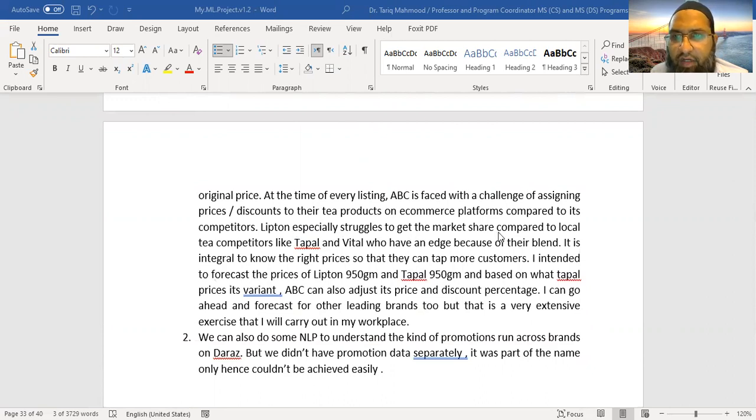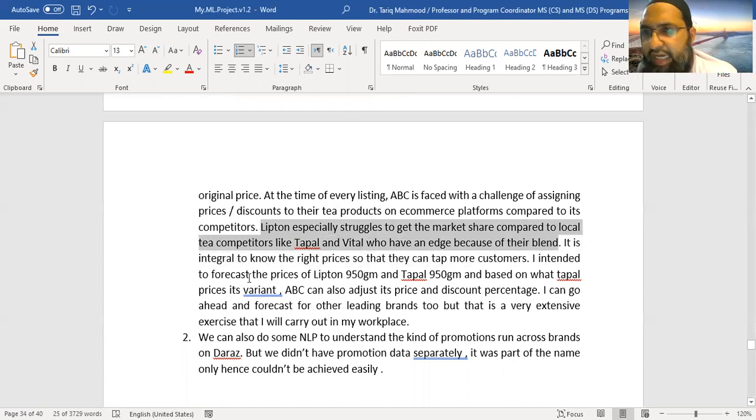Lipton struggles to get the market share compared to local tea competitors like Tapal and Vital, who have an edge because of their blend. Now we have this problem specified very clearly, and we have seen that the data for Lipton follows the statistical requirements for normalized data better than Tapal and Vital, but Tapal and Vital have a better distribution of the product offerings as well as price offerings.